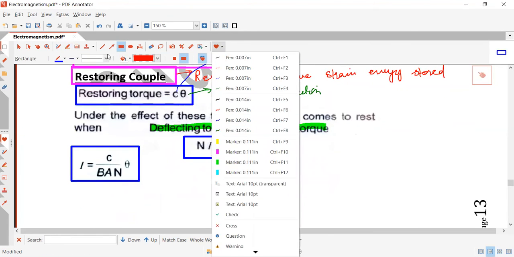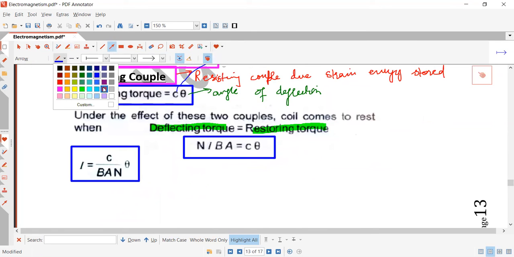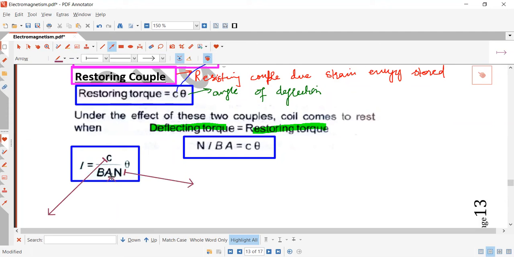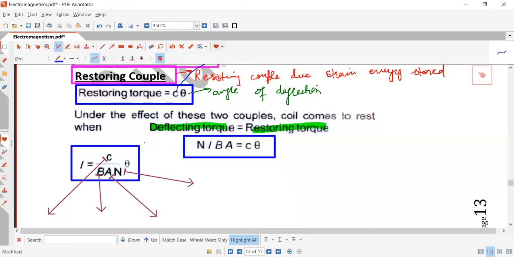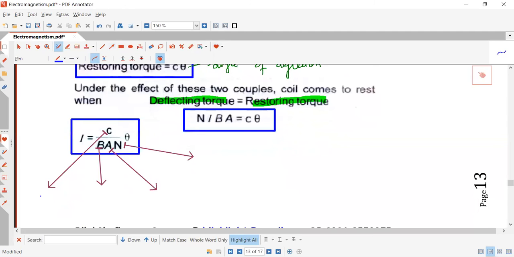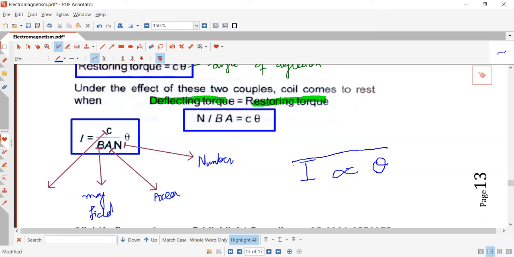And what about all these things? C is a constant, N is constant, A is constant, B is also constant. Why is C constant? Because it is the torsional constant. B is the magnetic field strength. The magnet is fixed, so it is constant. A is the area of the coil, it is constant. N is the number of turns of the coil, it is also constant. So the current is directly proportional to the deflection.